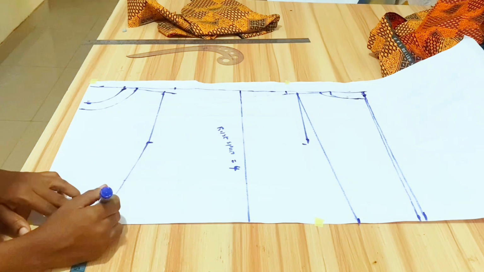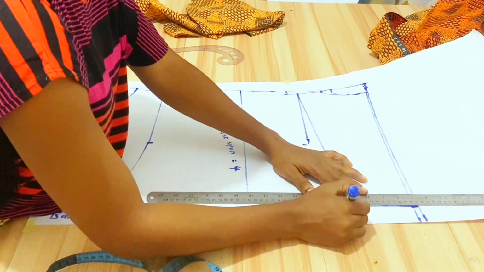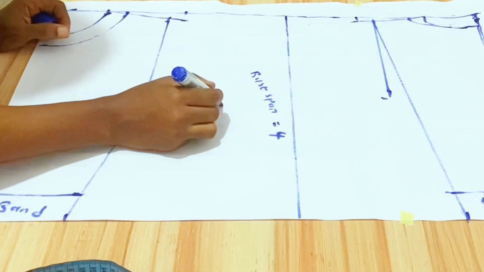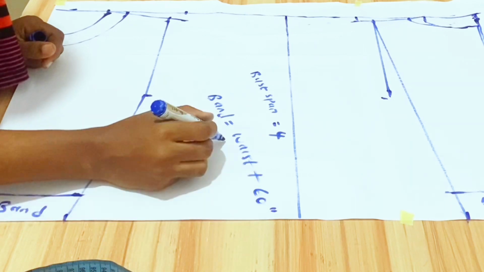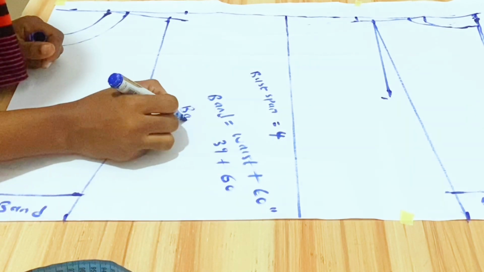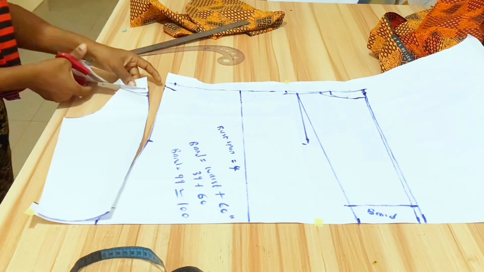Reduce the half length by 1.5 inches for the front and back block. This is for the band. The band length is the waist plus an additional 60 inches for the rope. This gives approximately 100 inches. Proceed to cut out the pattern.